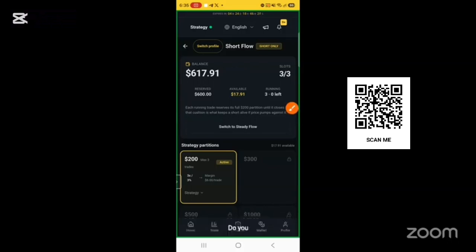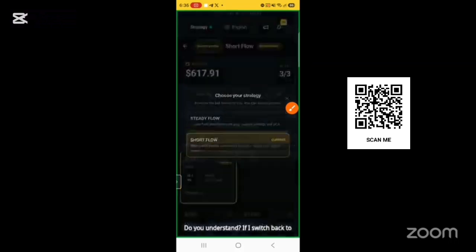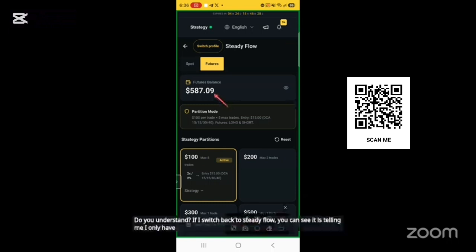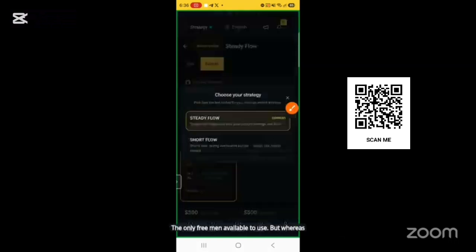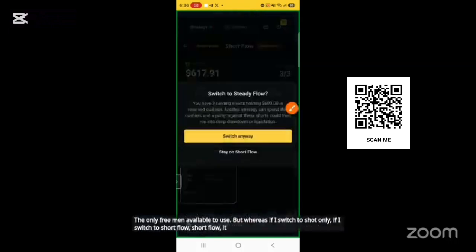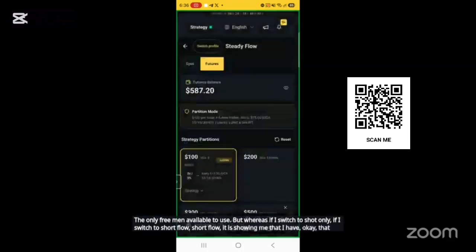Do you understand? If I switch back to steady flow, you can see it is telling me I only have $587. Why? It is showing the only free money available to use. But if I switch to short only, if I switch to short flow, it is showing me that I have 600.